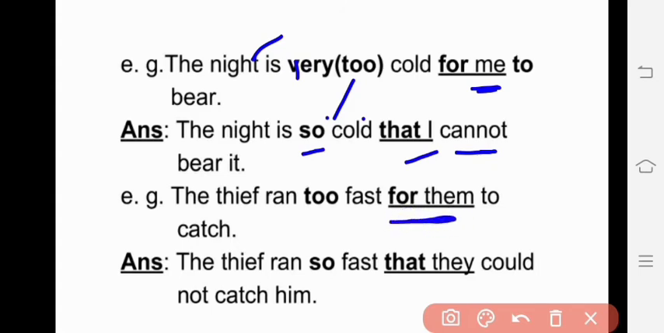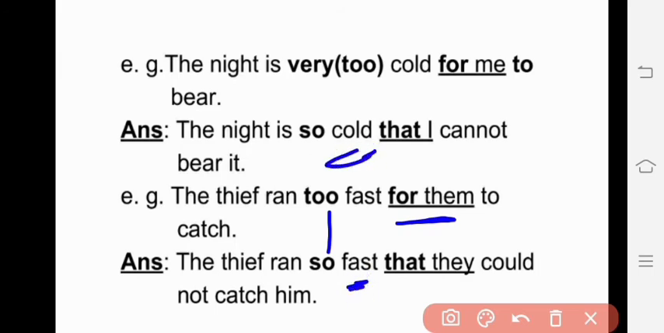Now the second example, with for them. The thief ran too fast for them to catch. So here, remove too and apply so. Then remove to and apply that. Now the conversion is like this: the thief ran so fast that. For them, immediately remove it and add that after the adjective. Here cold is an adjective, here fast is an adjective. So after the adjective, immediately put that.